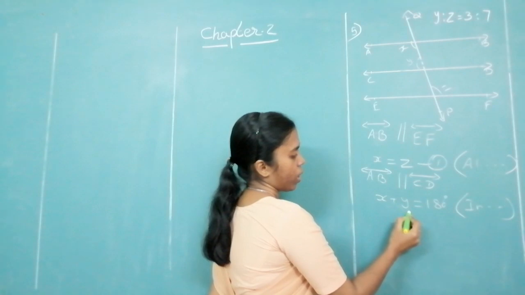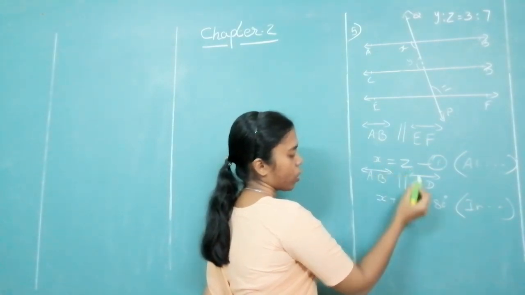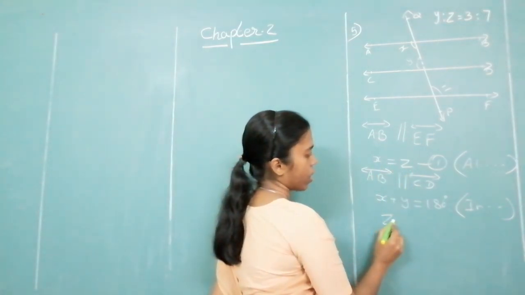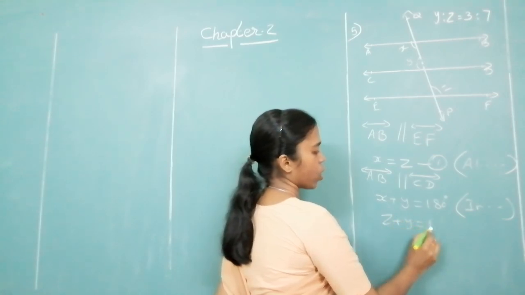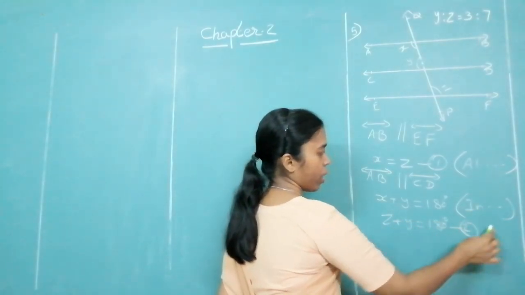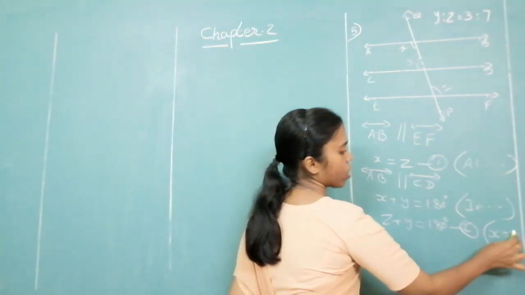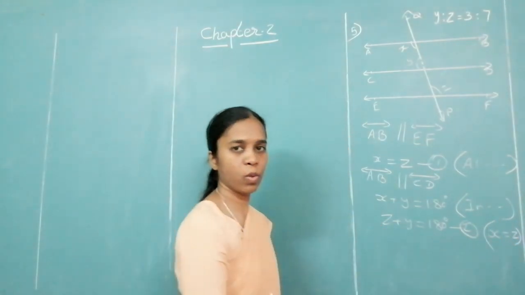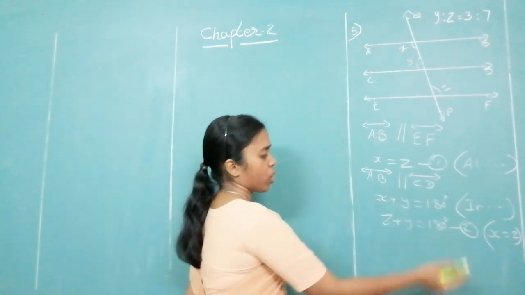Now x plus y is equal to 180. X is equal to z. So I can replace it as z plus y is equal to 180 degree. Put as equation 2. And why? Because x is equal to z. Okay. X plus y is equal to 180.